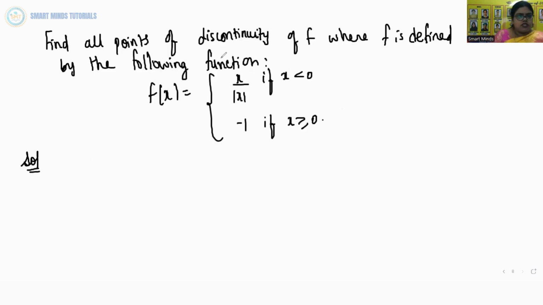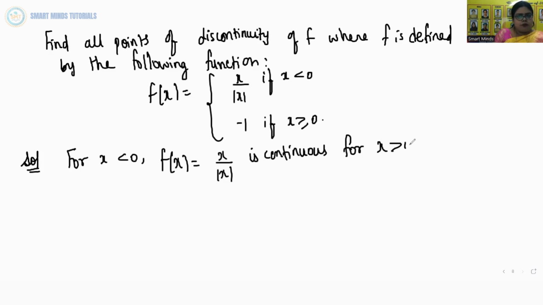Now take this next question. Find all points of discontinuity of f where f is defined by this function. F of x is x by mod x if x is less than 0 and minus 1 if x is greater than 0. So let's see how to begin this. So for x less than 0, f of x equals x by mod x is continuous. It is continuous for x positive. So f of x is a constant function because x and x will get cancelled. So it is continuous.